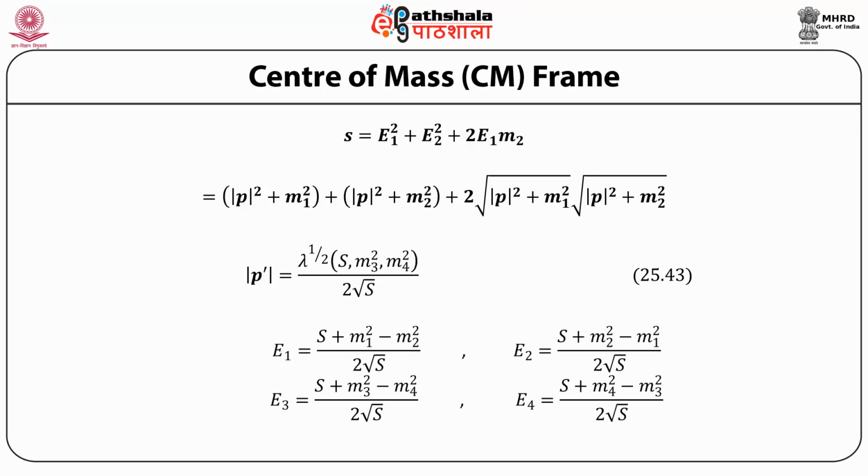So E1 is equal to (S plus M1 square minus M2 square) divided by 2 times square root of S. E2 is equal to (S plus M2 square minus M1 square) divided by 2 times square root of S. E3 is equal to (S plus M3 square minus M4 square) divided by 2 times square root of S. E4 is equal to (S plus M4 square minus M3 square) divided by 2 times square root of S.